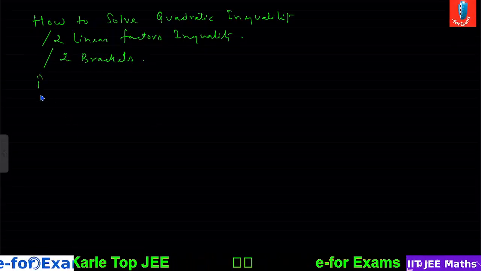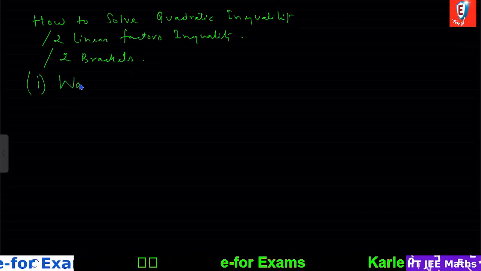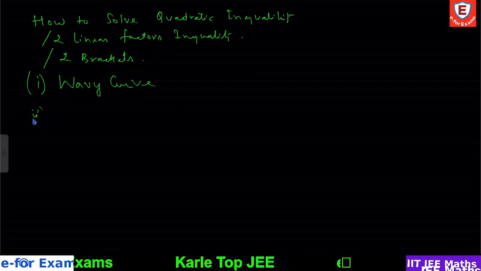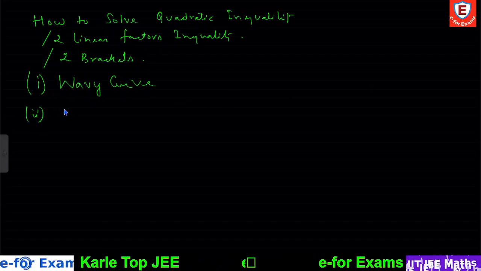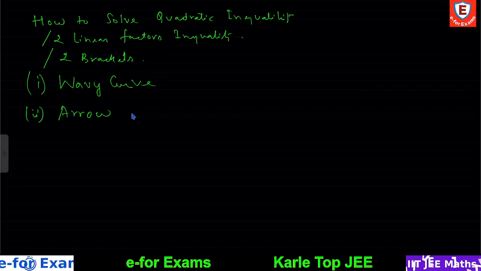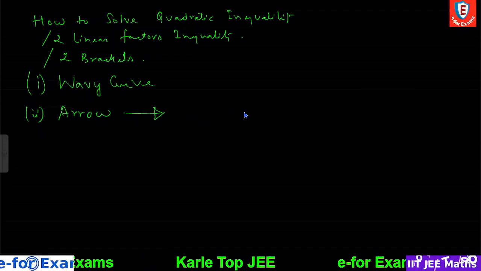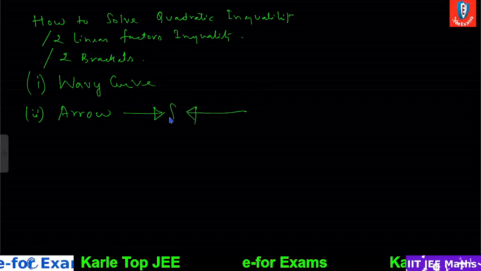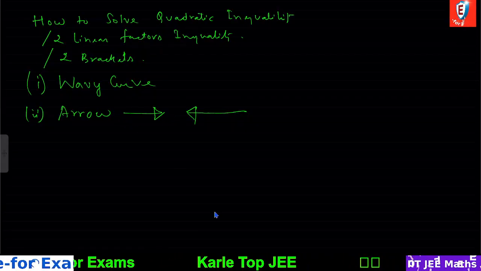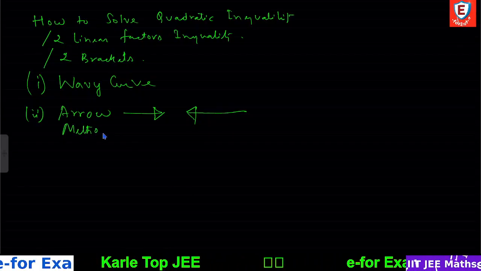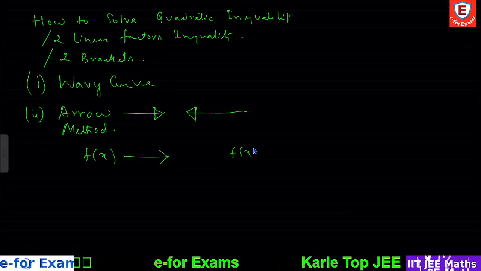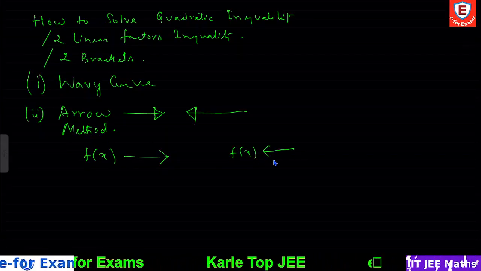The first method is the usual method, the wavy curve method, for all inequalities. You can use this. And number two, if it is two linear factors, then there is another direct method, the arrow method. Arrow going away or arrow coming towards the function. That means for f of x, the arrow is going away, or the arrow is coming towards.